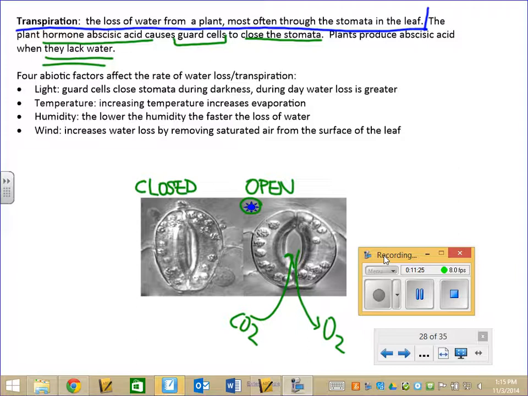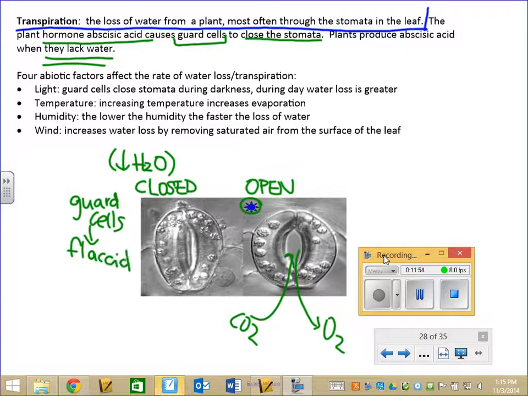Now this is all based on water. So when the stomata is closed, that means there's not very much water. And what it really means is that the guard cells themselves don't have very much water. So think about what happens to a plant cell when it loses water. It's not turgid anymore. We would generally say that the guard cells are flaccid. If they were plasmolyzed, they would be dead, and so normally when a plant is just closing its stomata, not dying, we would say that the guard cells are in a flaccid state.